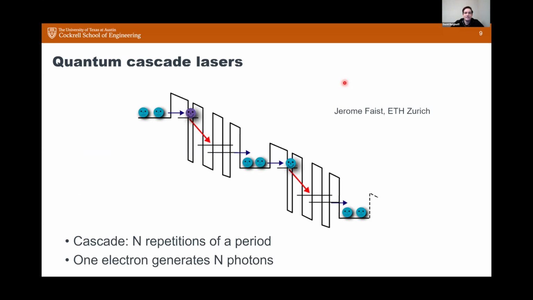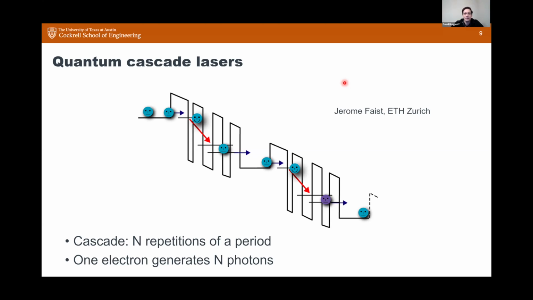There's this cartoon picture that Jerome Faist made quite a while ago, and basically the electrons can transit through the structure, emitting multiple photons, so actually you can emit essentially n photons per electron. So your quantum efficiency can actually be much greater than 1 in certain cases. Just because your quantum efficiency is high doesn't mean your actual efficiency is high, but what's nice about this is that you can have a large interaction of your electron with the field.